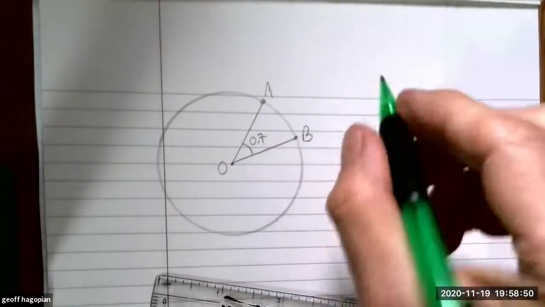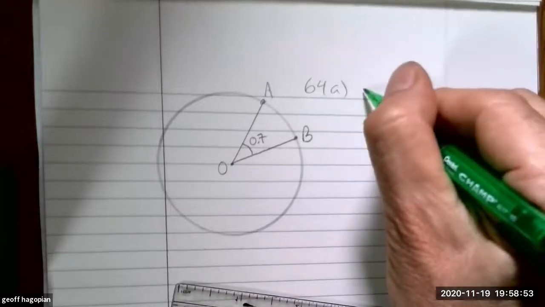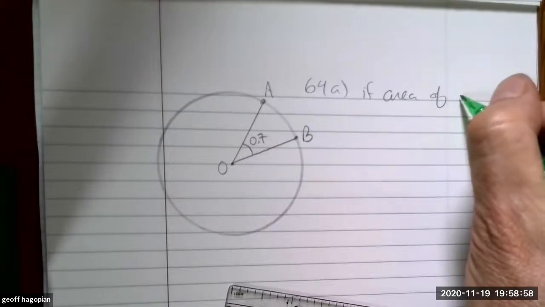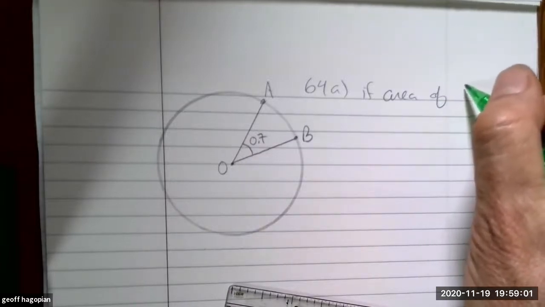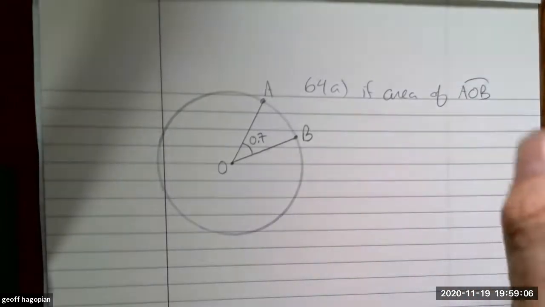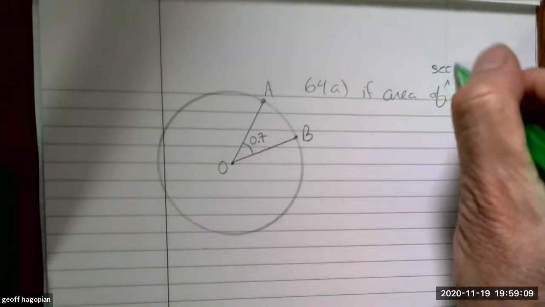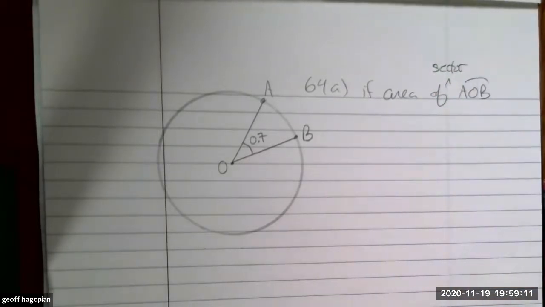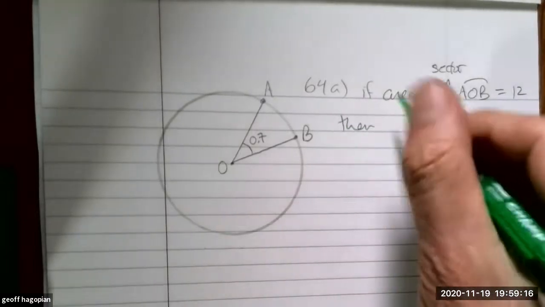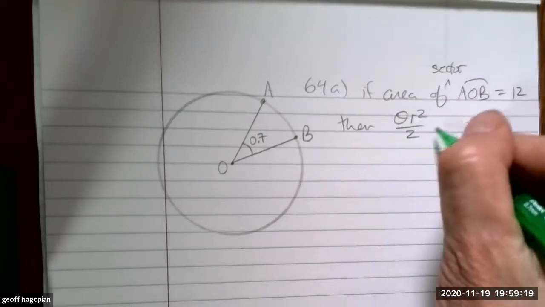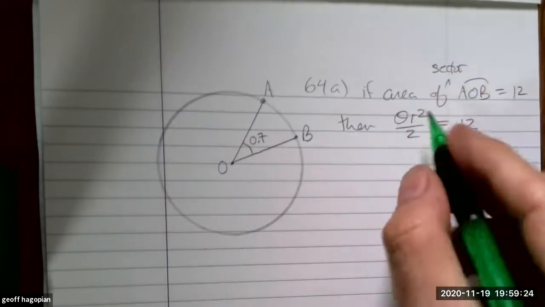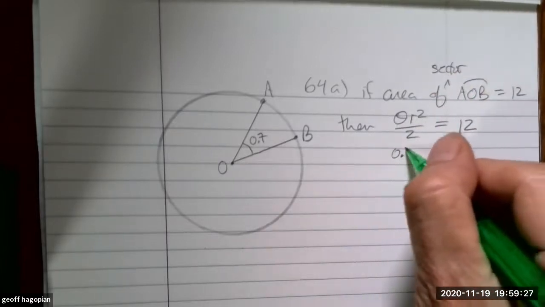So this is number 64A. If the area of sector, how do you denote a sector? Is it like AOB? Maybe like that. I'll put the word sector here, then it's unambiguous. Equals 12. Then remember the formula? Theta r squared over 2 equals 12. And we know theta is 0.7.